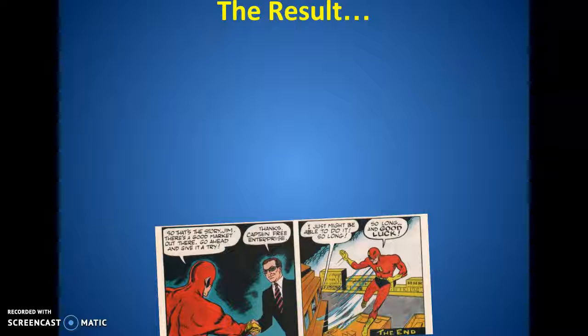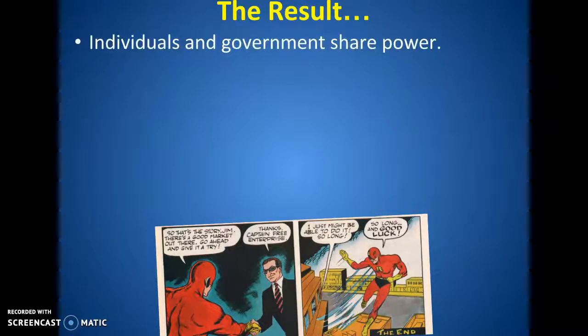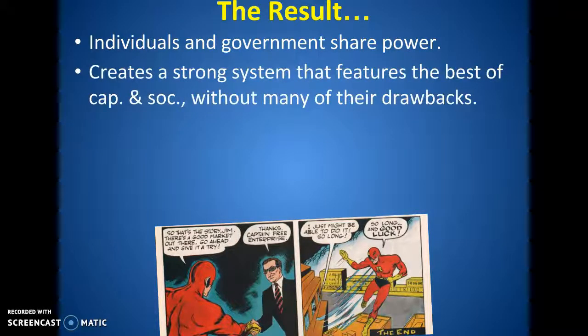And so what's the result? Well, I'm glad you asked. The result is pretty straightforward. You have a coordinated sharing of the power between the individual and the government. Again, that's capitalism and socialism combined, working together. What this does is it creates a very strong system that takes the best ingredients from those two vastly different economic systems, and it leaves their drawbacks behind, and it just uses the best parts.